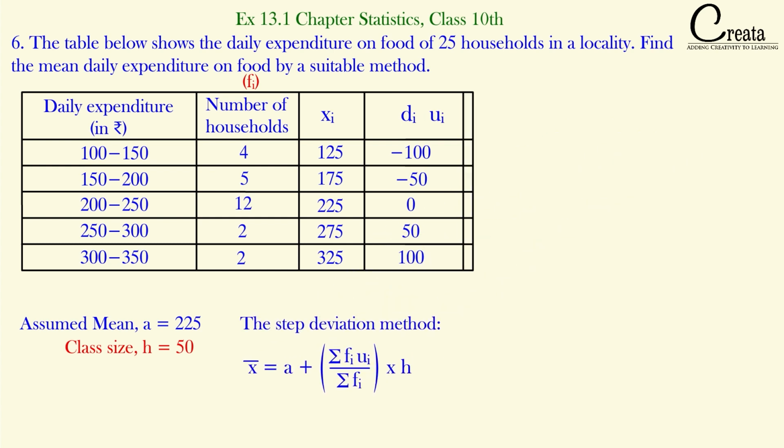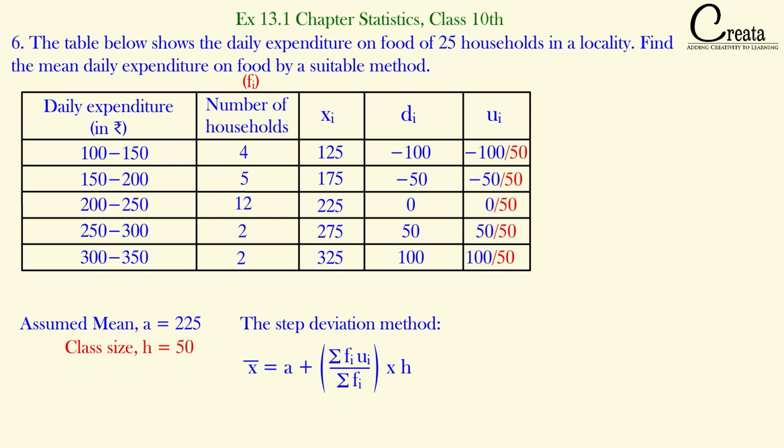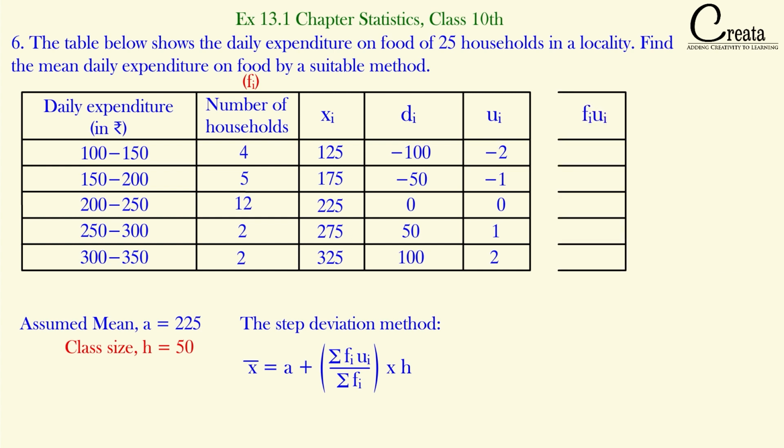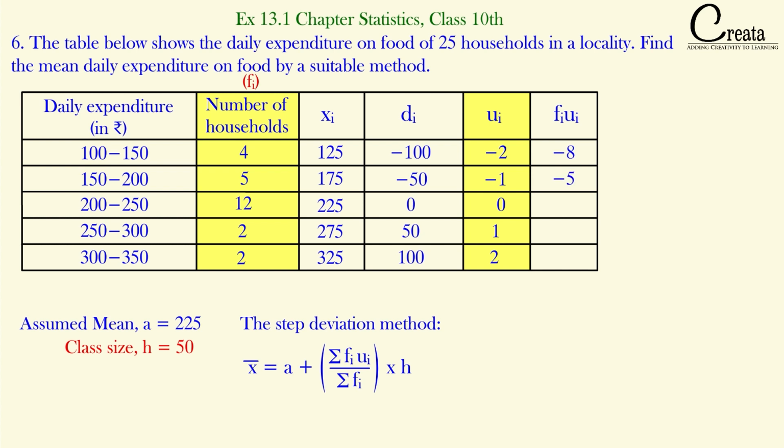And we will calculate Ui, which is deviation upon class size. Let's divide all the values of the deviation with the class size, which is 50. We got the values as minus 2, minus 1, 0, 1 and 2. We got Ui. Let's add one more column, which is Fi into Ui. Let's multiply frequency with the Ui. 4 into minus 2, it is minus 8. 5 into minus 1, it is minus 5. Similarly, 0, 2 and 4.